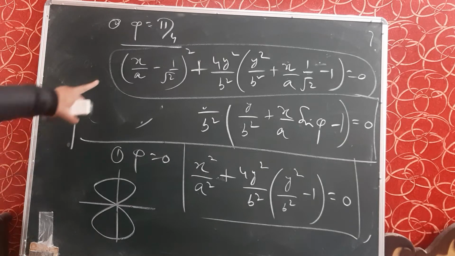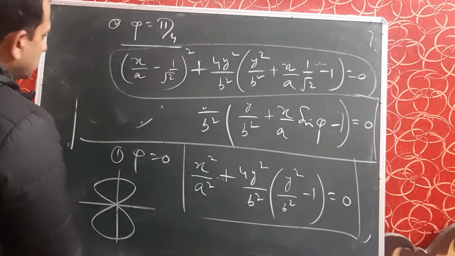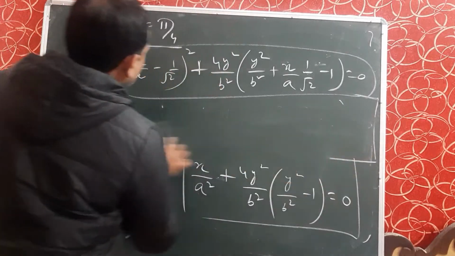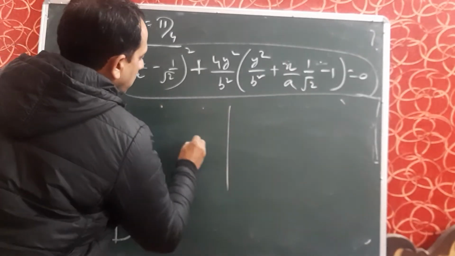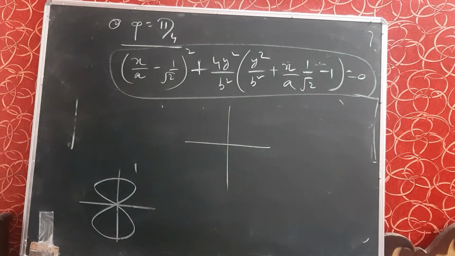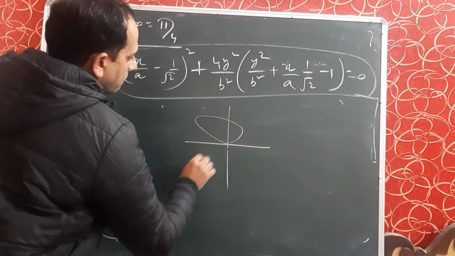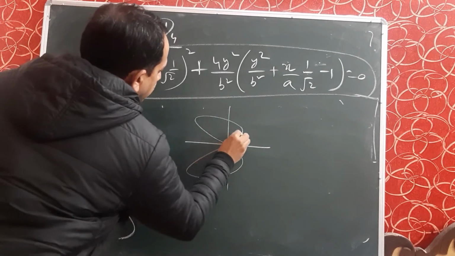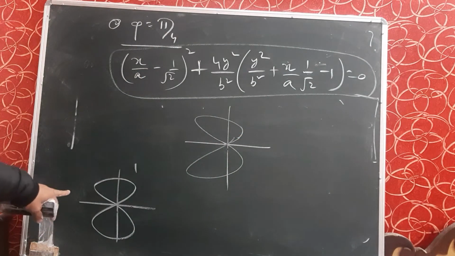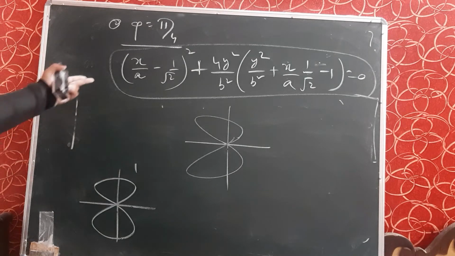It is again the equation of a curve with two loops, but the loops are not just like this. These are distorted loops or displaced loops. You will get x and y, and you can get the two loops like this, and the second part is like this. These two loops will take this shape when we put the value φ equal to π/4.